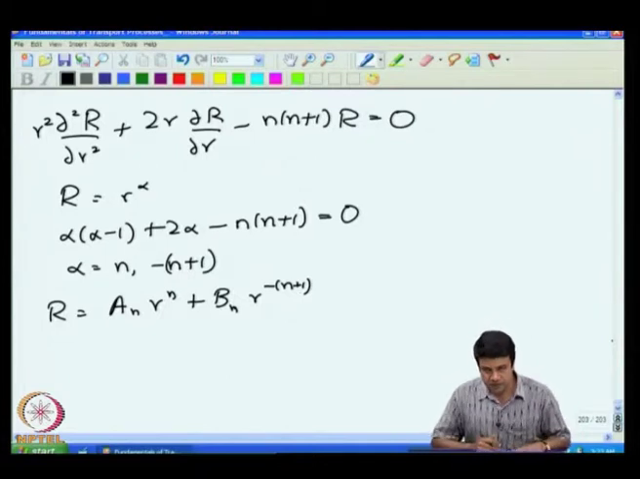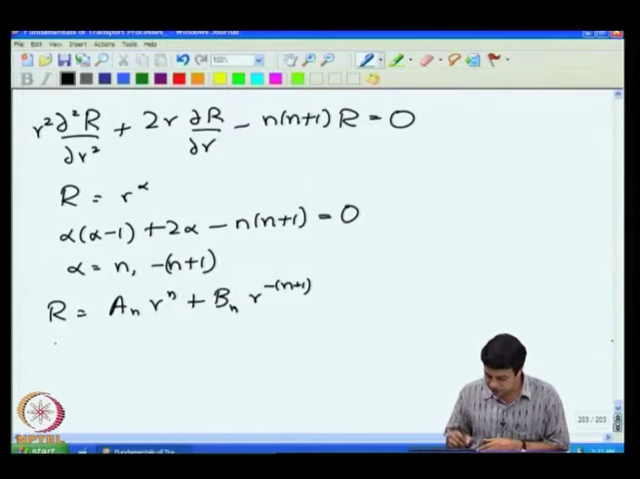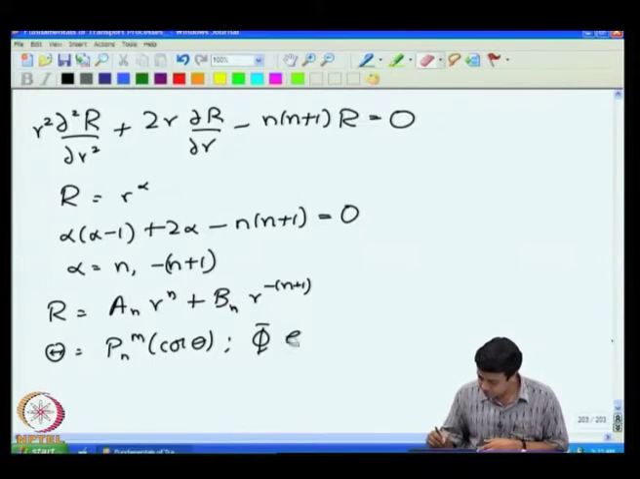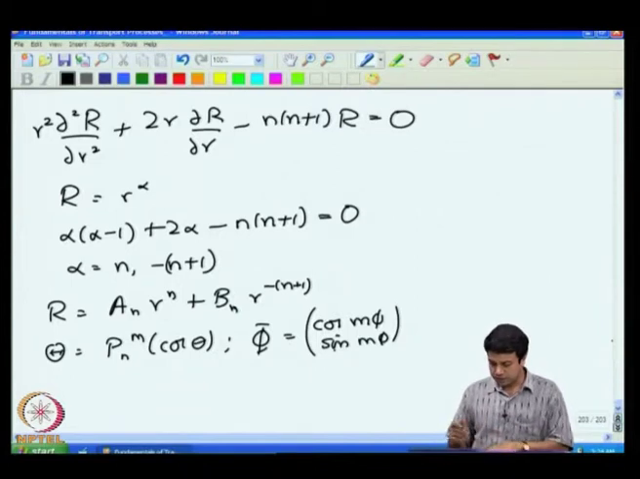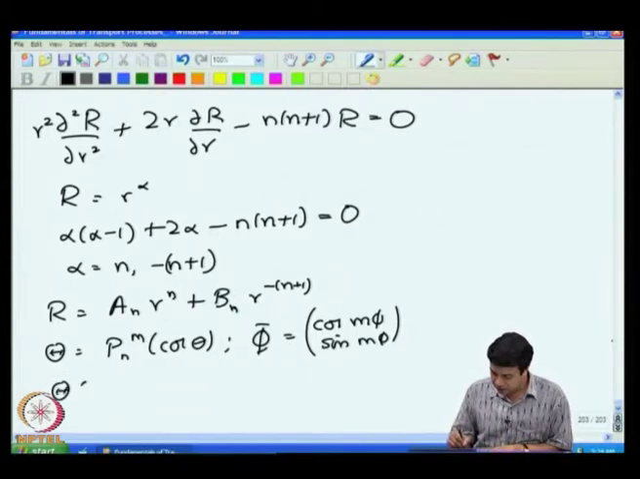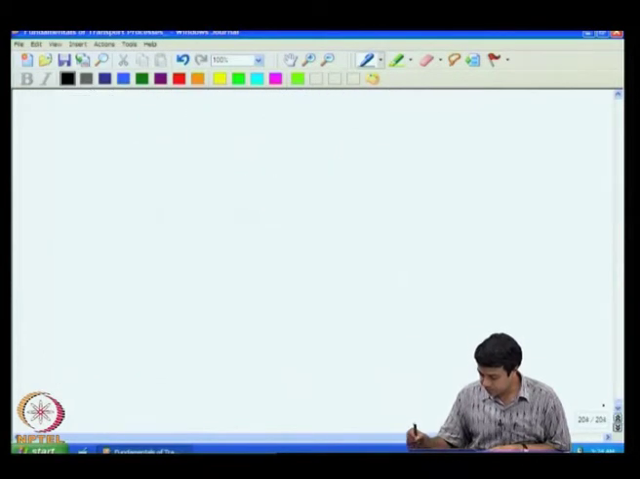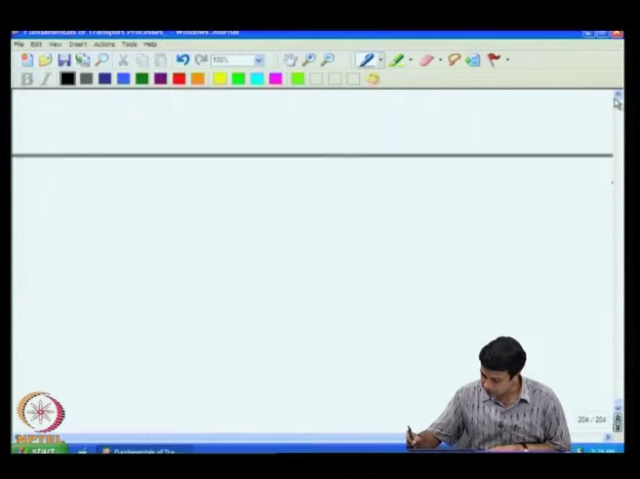And for that specific value of n, the solution for theta is of the form P n m of cos theta, and phi is of the form cos m phi and sin m phi. Or alternatively, I can write theta times phi in the form Y n m of theta phi, where Y n m is the spherical harmonic.